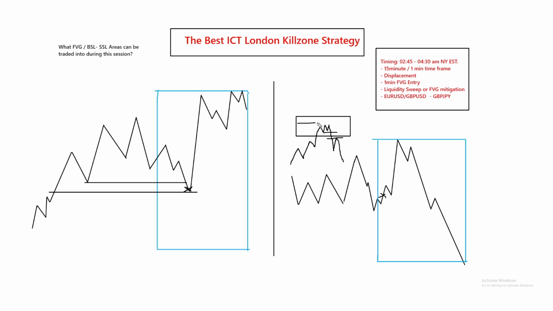This could be the sweep of a buy side liquidity pool or a fair value gap. Those are the only two things that are available for this trade. If you don't get that, you don't have a trade for that day. Now, I know this sounds confusing, or it may sound confusing if you're not familiar with ICT concepts, but it should be very clear as we jump into the charts, where we're going to be covering everything in depth.